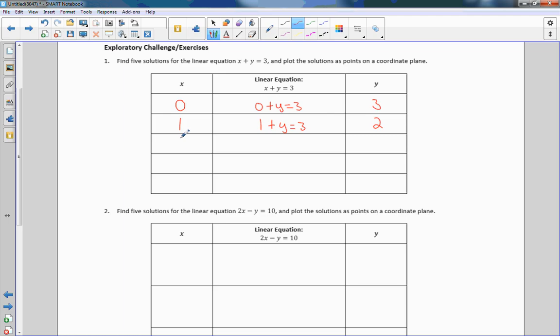So if I choose 2, that would mean 2 plus some y equals 3, and 2 plus 1 is 3. 3 plus some y equals 3. Well, y has to be 0. 3 plus 0. And if I go to 4, 4 plus some y equals 3. Well, now y has to be negative 1. Okay, so there we have it. Increase 1, increase 1, increase 1, decrease 1, decrease 1, decrease 1.